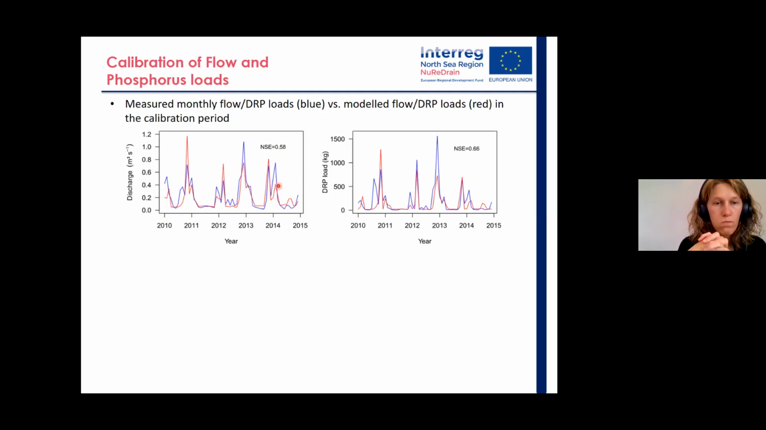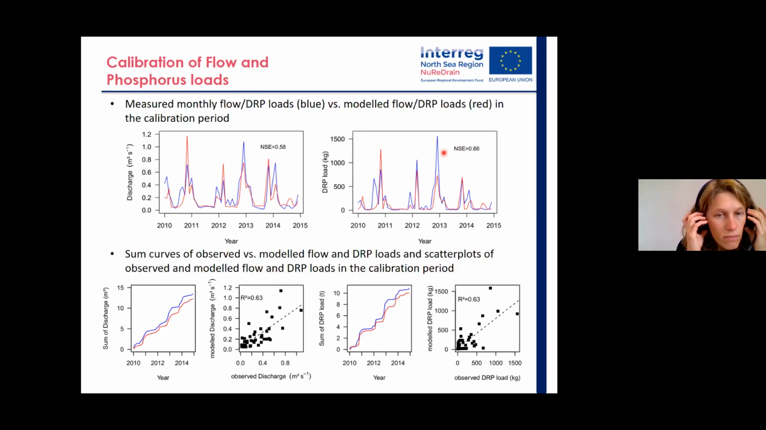The same is true for the DRP loads, so the dissolved reactive phosphorus in the stream water. As you can see here, some peak events show a really good fit, and some do not. We could achieve a Nash-Sutcliffe efficiency of 0.66. And of course, there are other ways to interpret the model output, which you can see here.